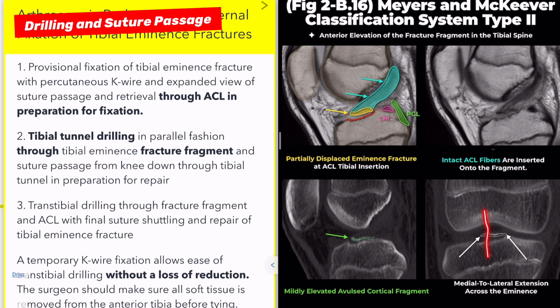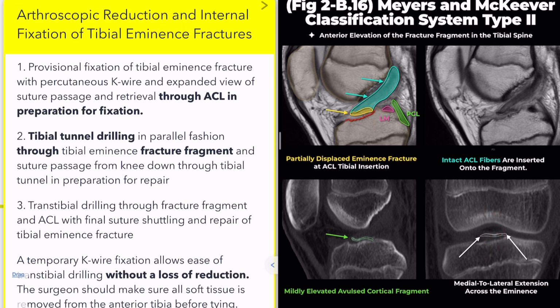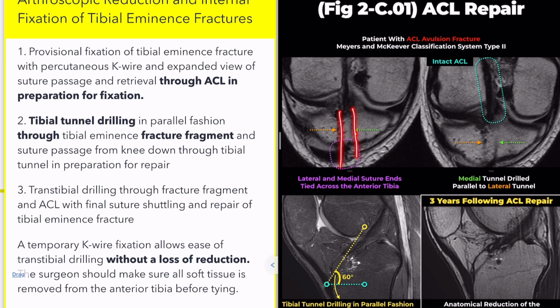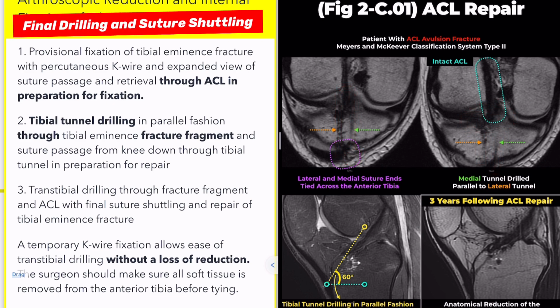Drilling and suture passage. Next, drill a tibial tunnel in a parallel fashion through the tibial eminence fracture fragment. The suture is passed from the knee down through the tibial tunnel in preparation for repair. Final drilling and suture shuttling.